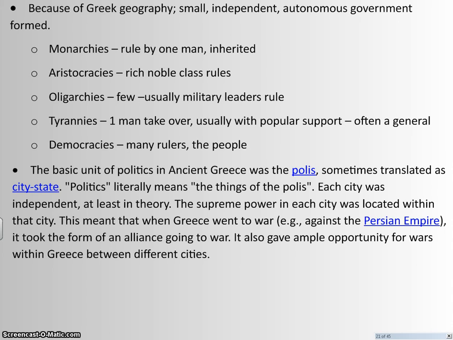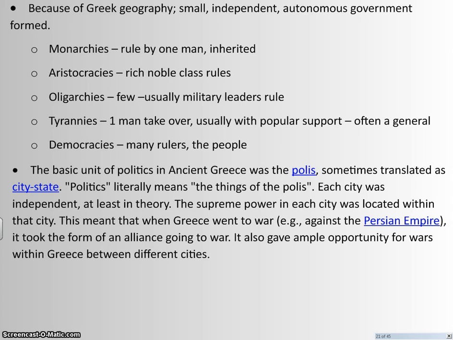The Romans will adopt this in the form of the dictatorship. And then you have the democracies, most famously in Athens. Many rulers, many people. And these are pure democracies. They are not representative democracies like we have here in the United States where we elect people. This was anyone with property was allowed to have a say in the government.